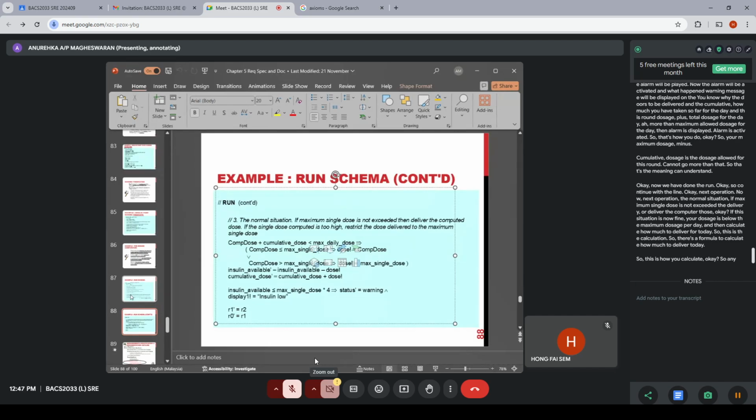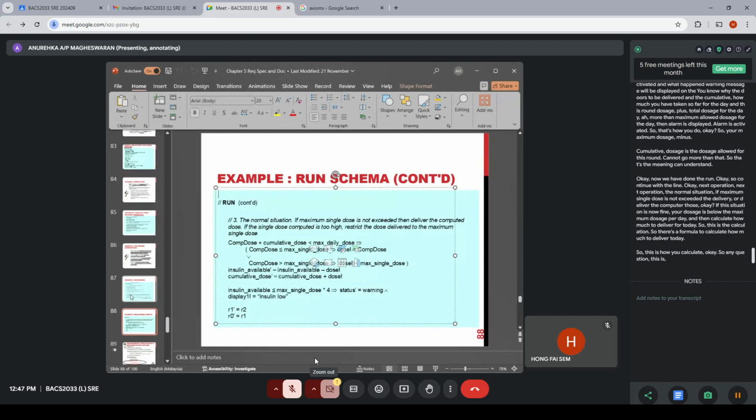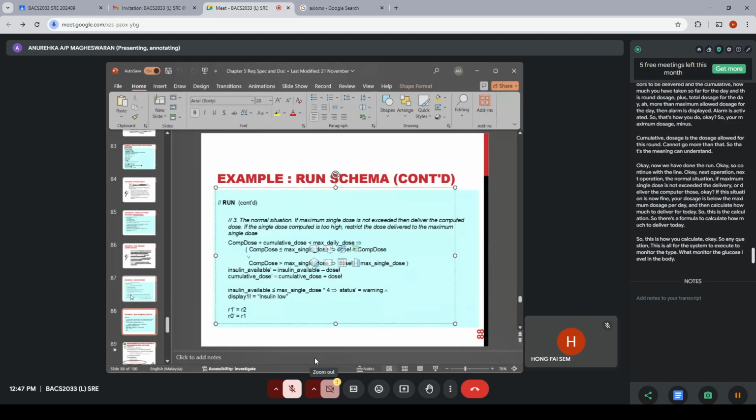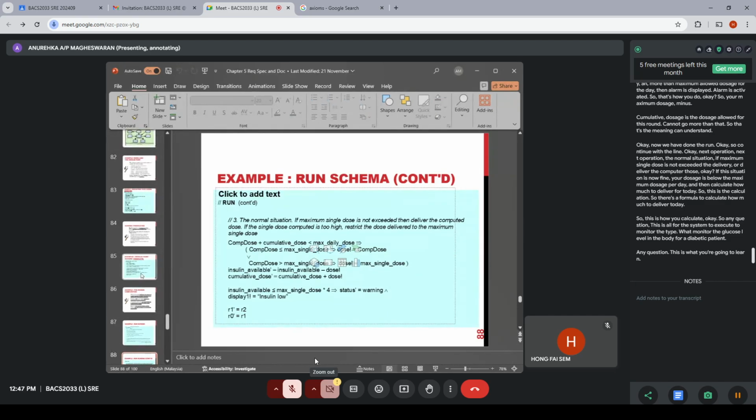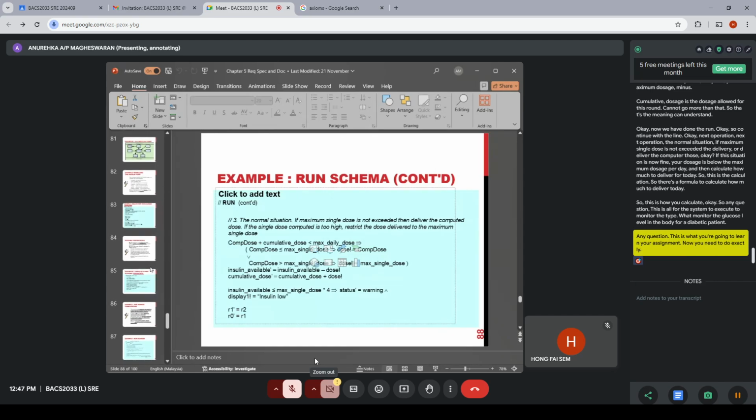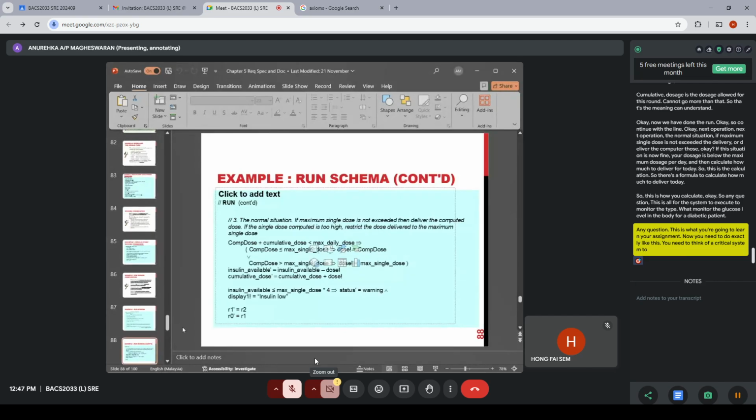Okay. So any question? This is all for the system to execute to monitor the glucose level in the body for a diabetic patient. Any question? This is what you're going to learn. Your assignment, you need to do exactly like this. You need to think of a critical system to come up with a requirement.